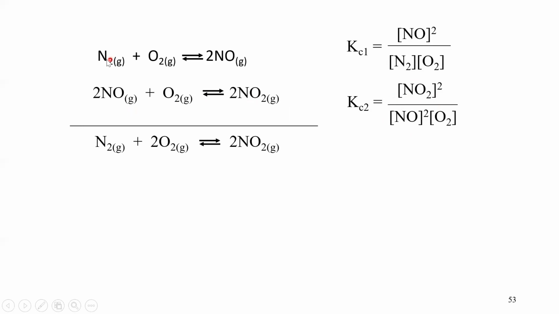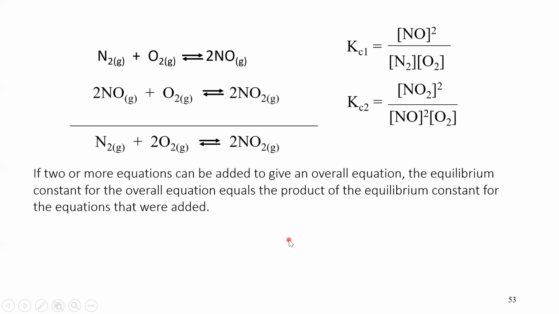Now, we've talked about Hess's law, where we can add these two reactions together and it gives us the overall reaction. Okay, well, the 2NO is here and here, that cancels out, and we get N2 plus 2O2 yields 2NO2. Well, if we know what K1 is and we know what K2 is, we can calculate what K is for this overall reaction.